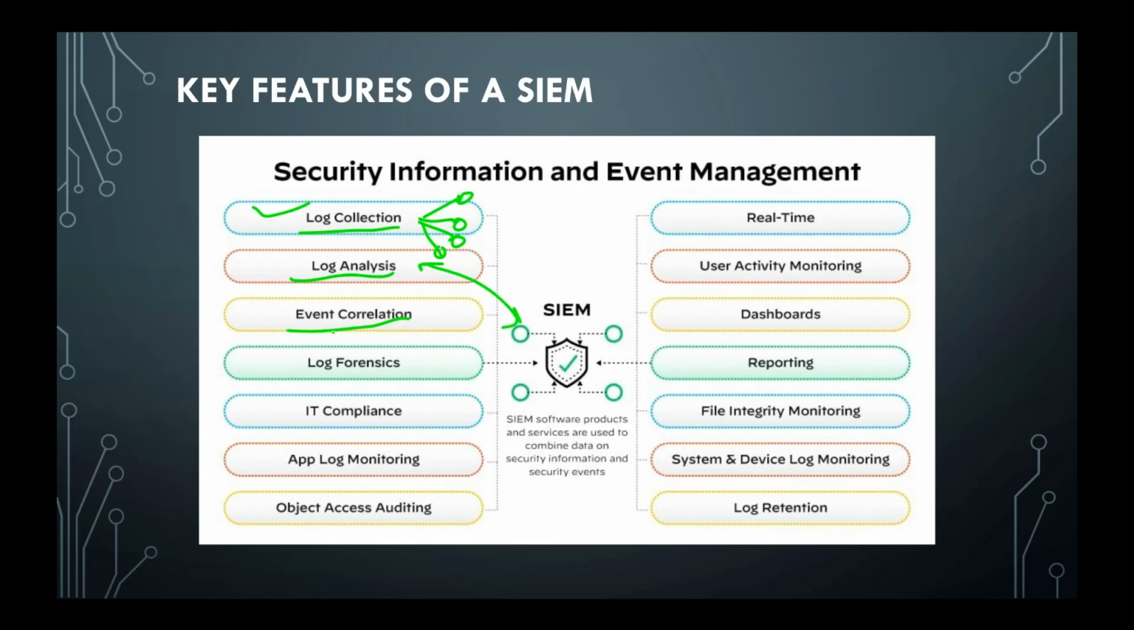Event correlation. In the previous section, I gave you the example for data correlation. Suppose you're getting a failed login from one IP and then suddenly you get a successful login from the same IP and then a file transfer event. This is called event correlation. Then log forensics. Log forensics will help you to understand what happened on the machine or network.